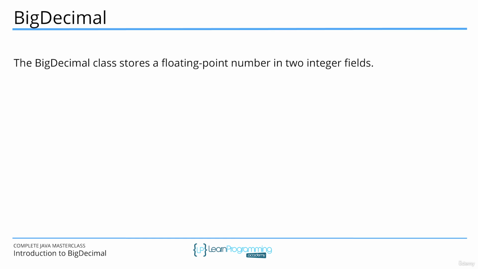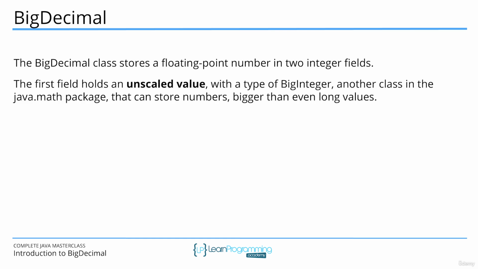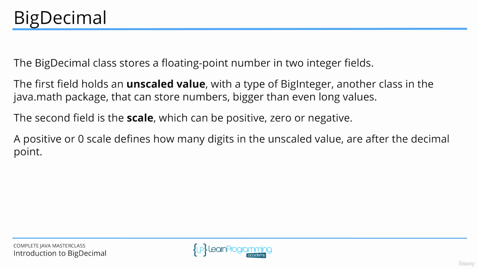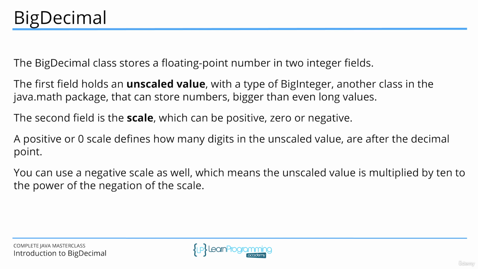The BigDecimal class stores a floating point number in 2 integer fields. The first field holds an unscaled value with a type of BigInteger, another class in the java.math package that can store numbers bigger than even long values. The second field is the scale, which can be positive, 0 or negative. A positive or 0 scale defines how many digits in the unscaled value are after the decimal point. You can use a negative scale as well, which means the unscaled value is multiplied by 10 to the power of the negation of the scale. That probably sounds confusing, so I'll show you an example shortly.